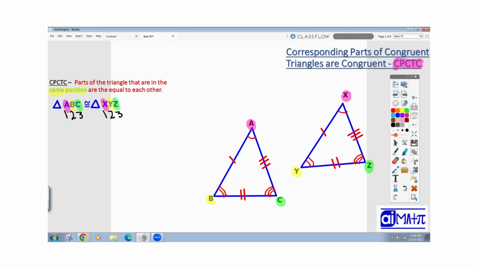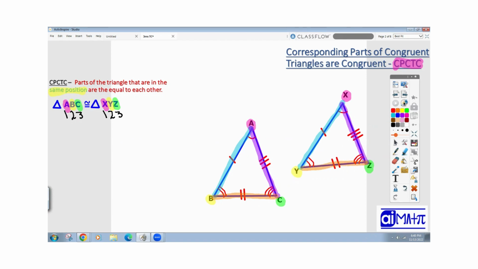That also means their sides are the same. So if I look at side AB, first and second position, what is in the first and second position over here? Side XY. If I look at side CA, which means going from here to here, that is going from the third to the first position. So the same thing on this side, from the third to the first position, will be going from Z to X. And that also means that side BC would be congruent to side YZ. And just highlight these, saying these are the same.